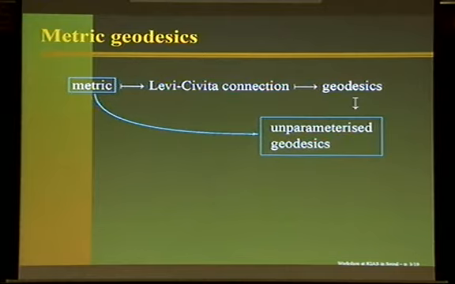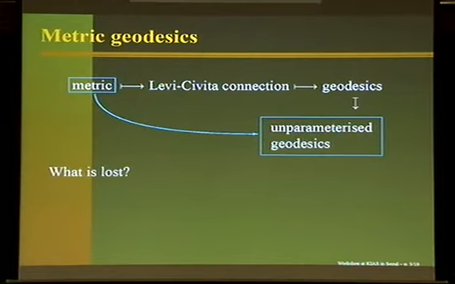Okay? So what I want to discuss in this talk is this blue arrow, which starts with a metric and gives you a collection of unparameterized geodesics, just the curves. So the question is, for example, can you get back from the collection of unparameterized curves to the metric, and so on. So here are the questions.